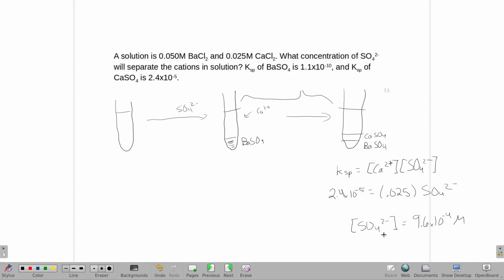Alright, so if we get the concentration of the sulfate up to 9.6 times 10 to the negative fourth, everything, both the calcium and the barium, precipitate out. Let's figure out where the barium starts to precipitate, because we know we need to get close to that. But this will tell us how close we need to be. So KSP for the barium sulfate is 1.0 times 10 to the negative 10th. The barium is 0.050, and we're going to solve for the sulfate here.